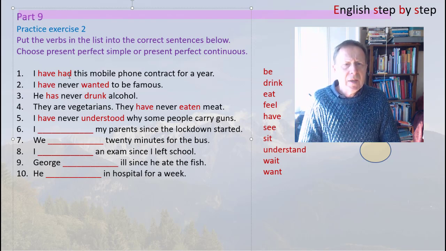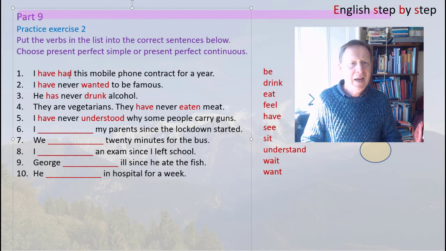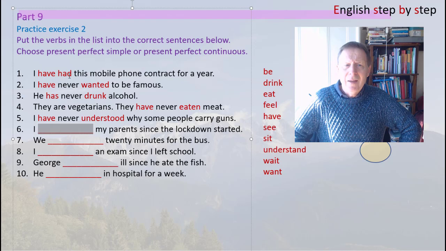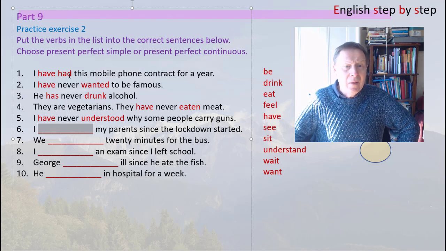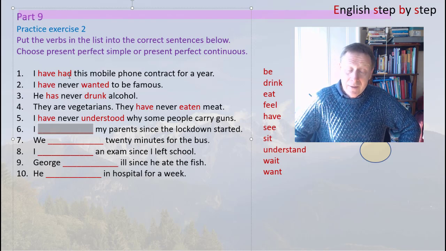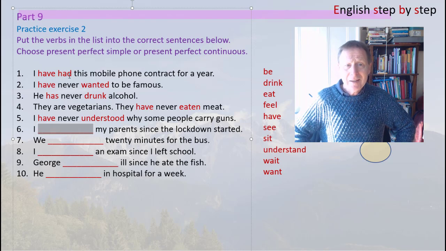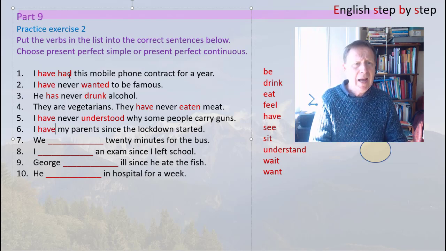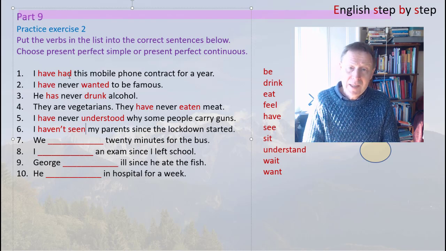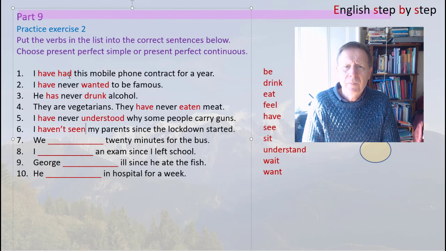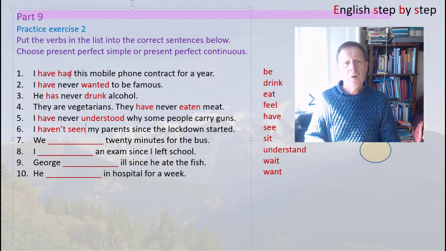Next one is about my parents. From the situation we can see that it could be a negative verb, and I think the only verb that fits in this case is see. So I have, and then we make it negative. I haven't seen my parents since the lockdown started. Yes, there is no other verb that fits this context.